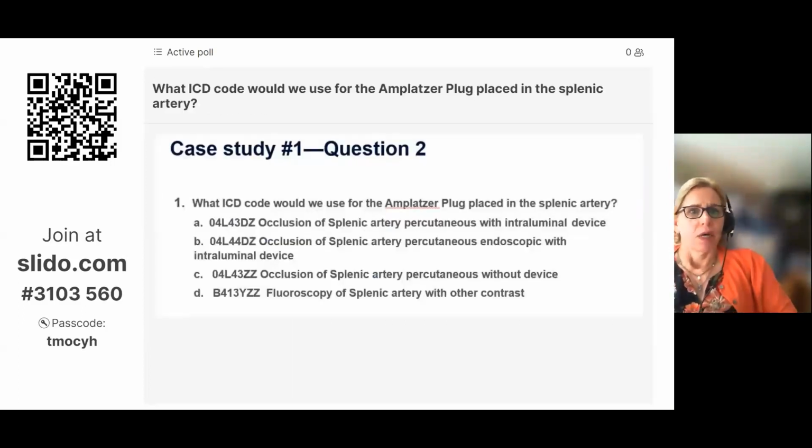Next question. What ICD code would we use for the Amplatzer plug placed in the splenic artery? And to refresh everybody's memory, there was no blood flow after that Amplatzer plug was placed.